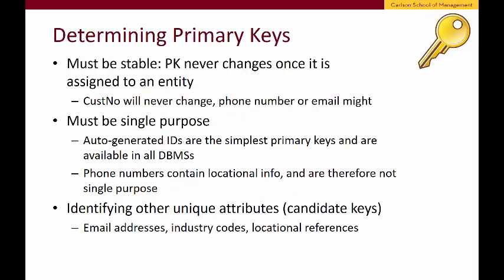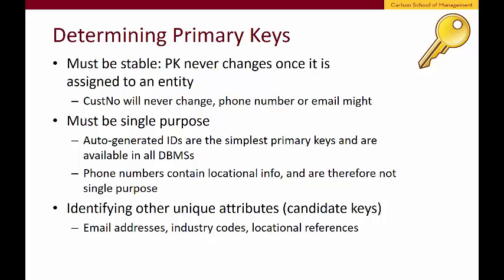Next, we go through the second part of the first step and identify the primary key for each of the entities. The two important characteristics that need to be satisfied by any primary key are: 1. It must be stable, and 2. It must be single purpose. Emails and phone numbers are not stable. They do change over time.